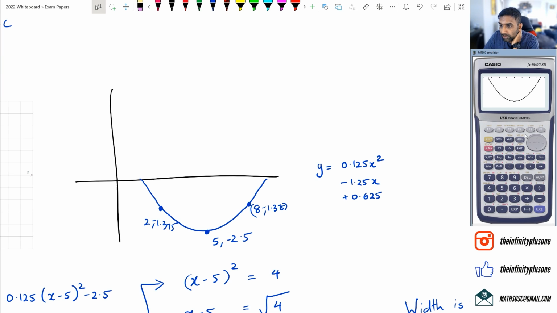Then what I can do is click on G-Solve and click on x-cal. Enter the y value, which is minus 2. As you can see, I get x equals 3 and x equals 7. So I actually get my two values when the depth is at 2. It gives me my 7 and 3, and then I go 7 take away 3, which gives me 4.